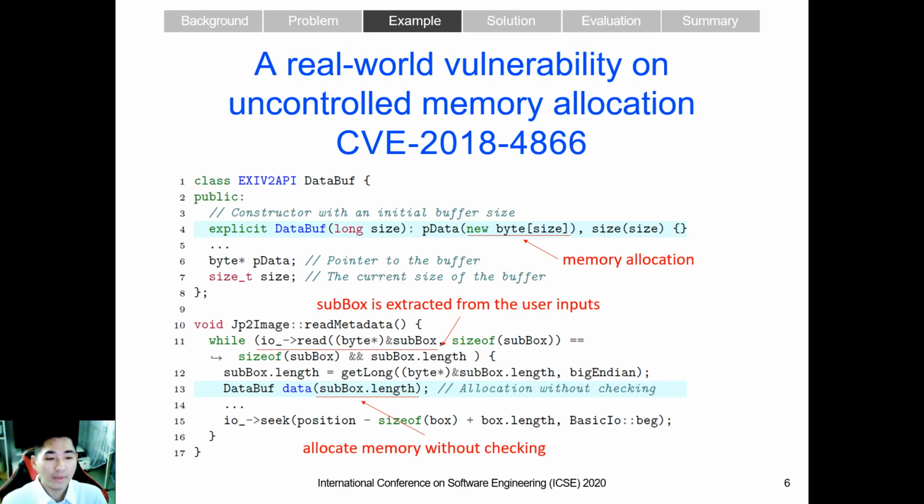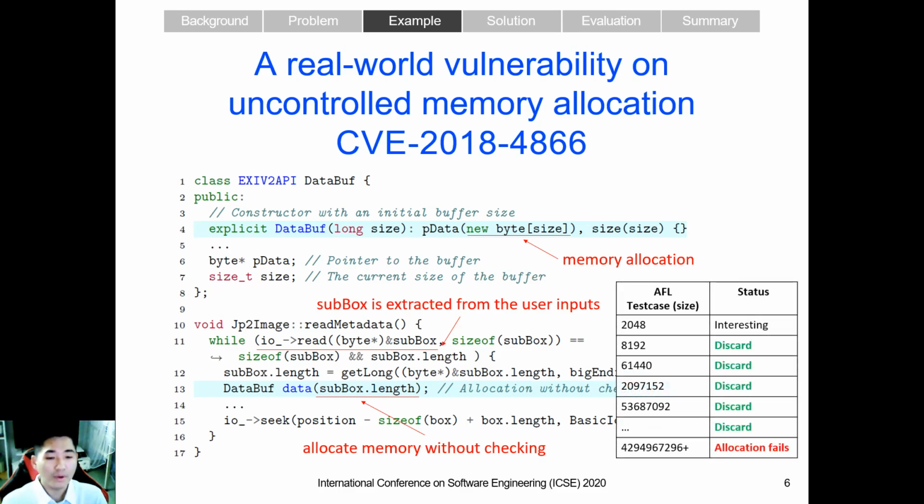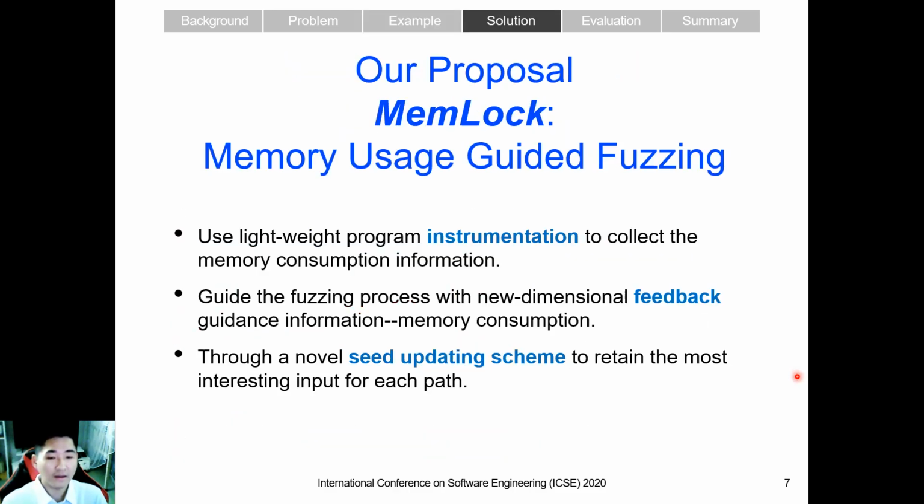Let's assume AFL already has an input with a small allocation size. If a mutated input tries to allocate more memory, but still executes a covered path, it will not be considered as an interesting input, since it has not increased the coverage. AFL may simply discard such mutated inputs. Therefore, it is difficult for AFL to generate an input with a sufficiently large allocation size that causes the failure.